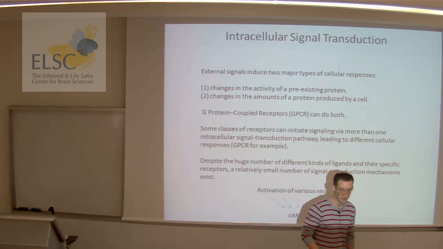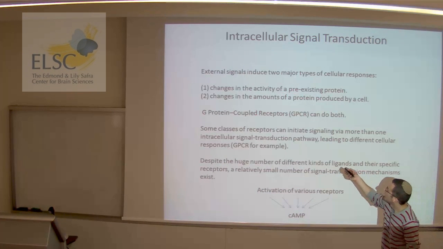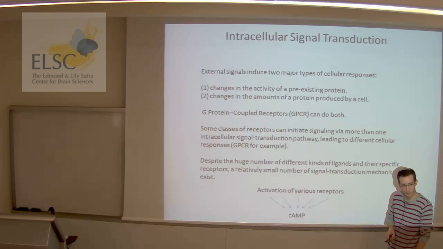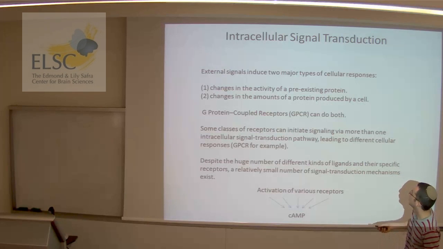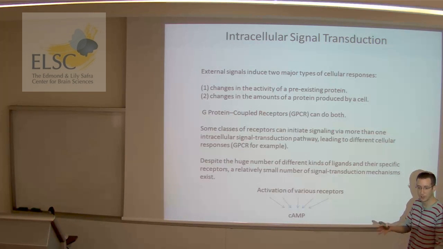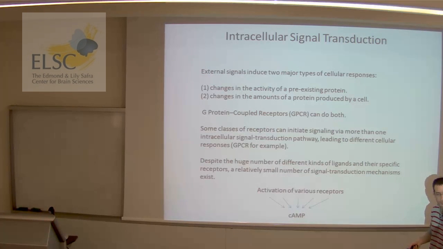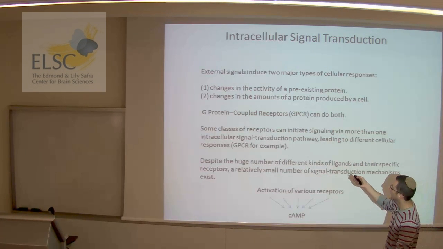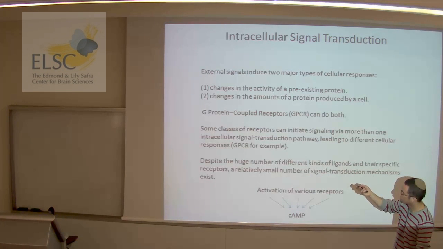So when a cell receives a signal, it will most usually change either the function of a pre-existing protein. It will change the status of the function of some protein that is already there in the cytosol, or it will change the quantity of the protein. So either way, we change the final outcome, the substrate on which the protein acts, either through changing its function or changing its amount. And again, G protein coupled receptors act both ways.